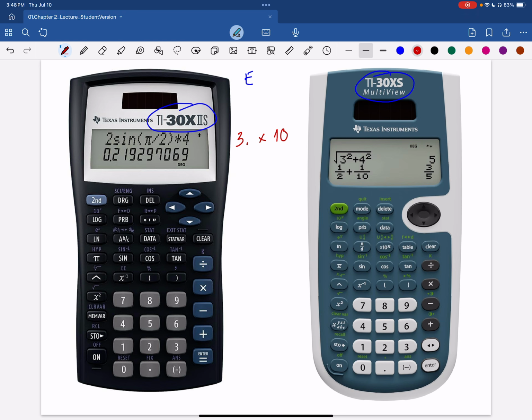If you have to type in, let's say, 3 times 10 raised to the power of 9, then I suggest in the calculator you put in 3 times 10. This number right here is the power, raised to the power of 9. The same goes for the TI-30XS here: put in 3 times 10 raised to the power of 9.